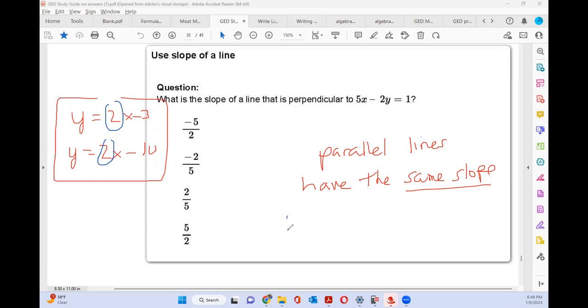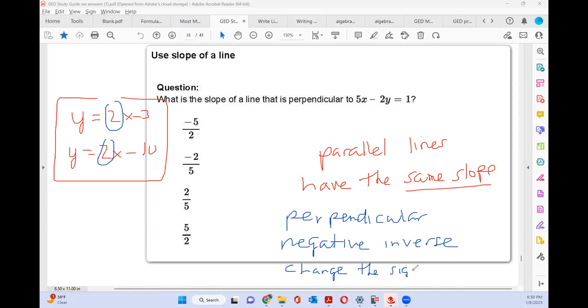Now, perpendicular lines. To find the slope of a perpendicular line, you take the negative inverse. Oh, Mr. Tinsley, all this mathematical terminology. I'm going to keep it real simple.